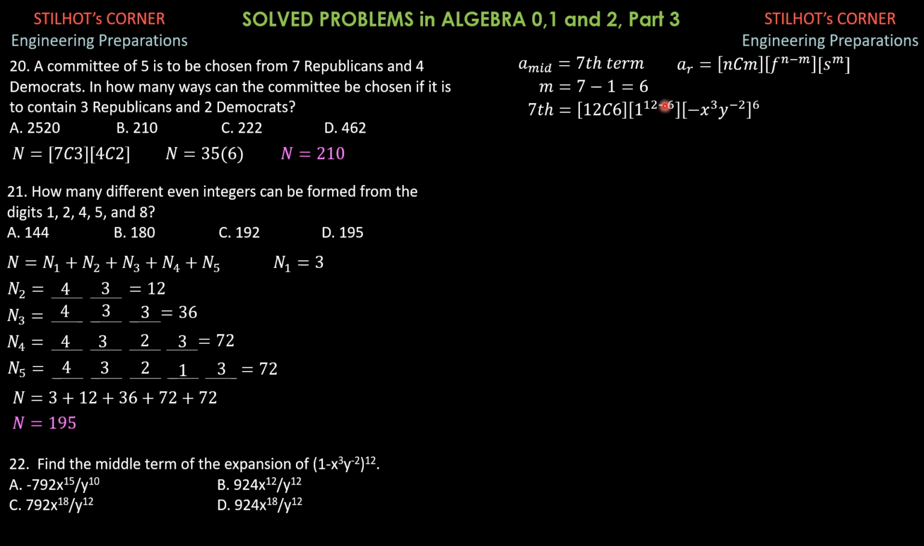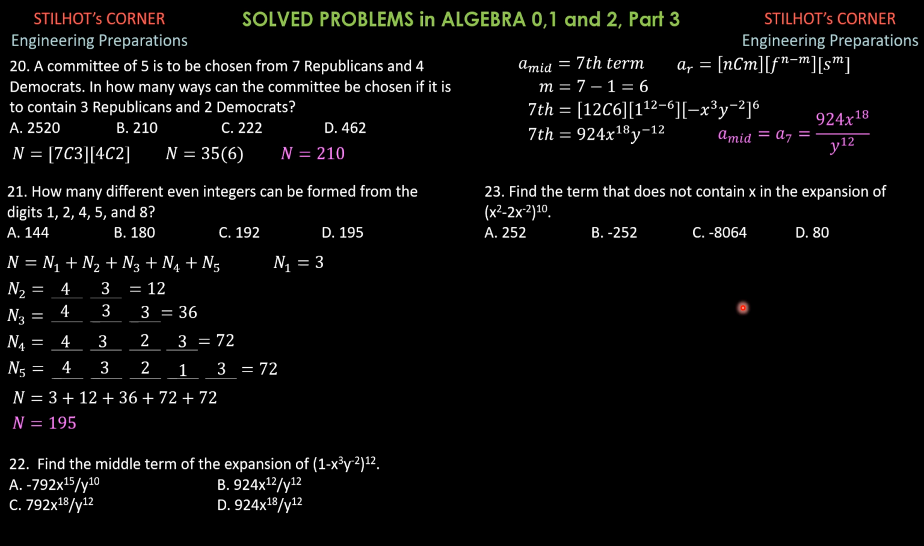1 to the 6 is still 1, (-1) to the 6 is positive 1, x³ raised to 6 is x¹⁸, then y⁻² times 6 is y⁻¹². So the variables will be x¹⁸ over y¹². The constant is 12 combination 6, which is 924. So the 7th term, or the middle term, is 924x¹⁸ over y¹², which is D.